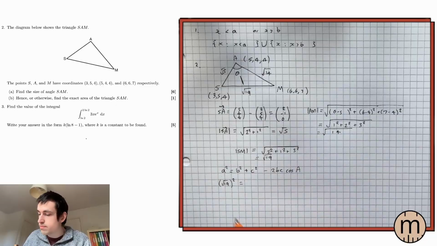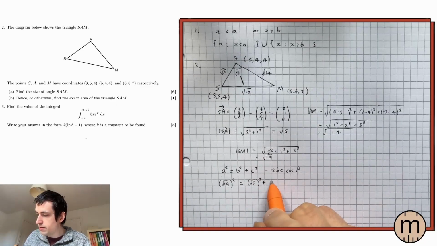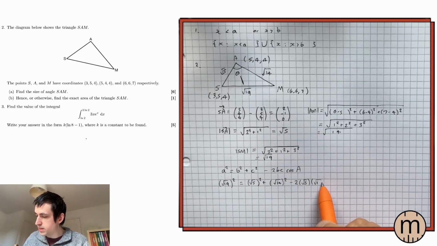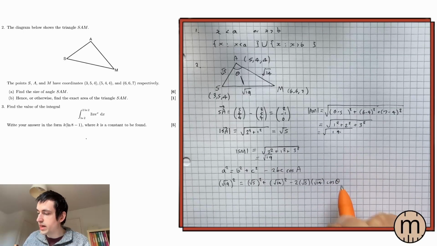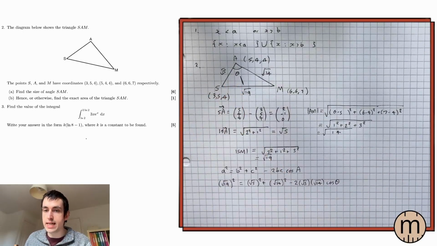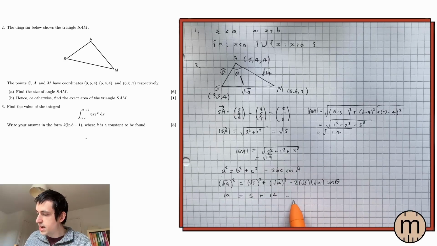B and C, who cares? Put them whichever order you like. I'm going to make B root 5 and C root 14. And then B and C are going to be times together and then times by 2. And then cos A will be cos of theta because it's the angle in the diagram. Root 19 squared is just the same number underneath. And then we've got 5 plus 14 in a similar manner. And then this will be minus 2 root 5 root 14 cos theta.